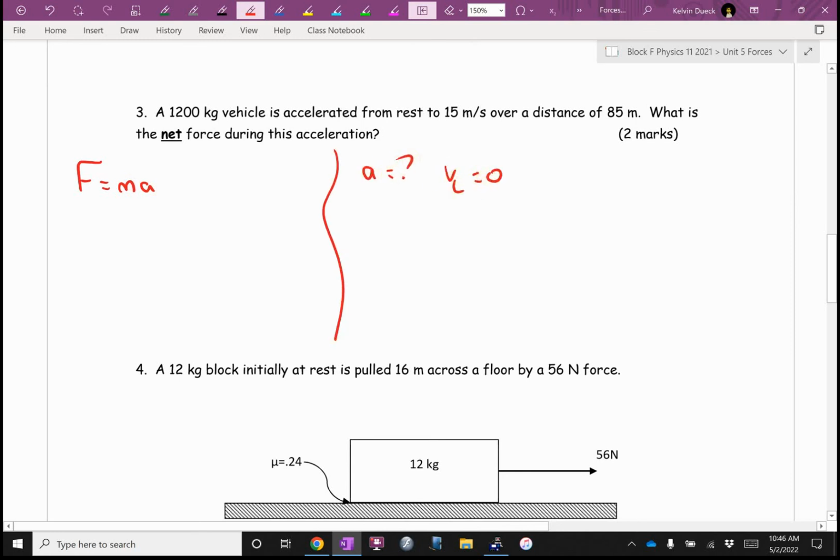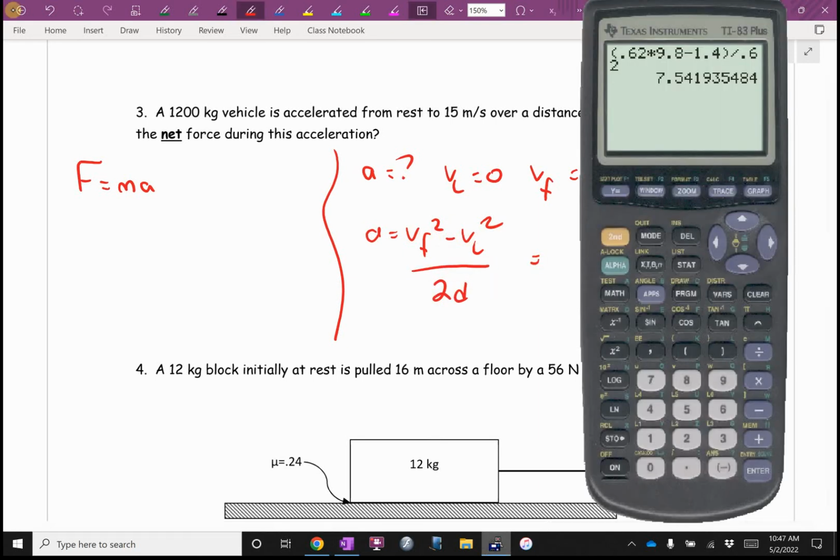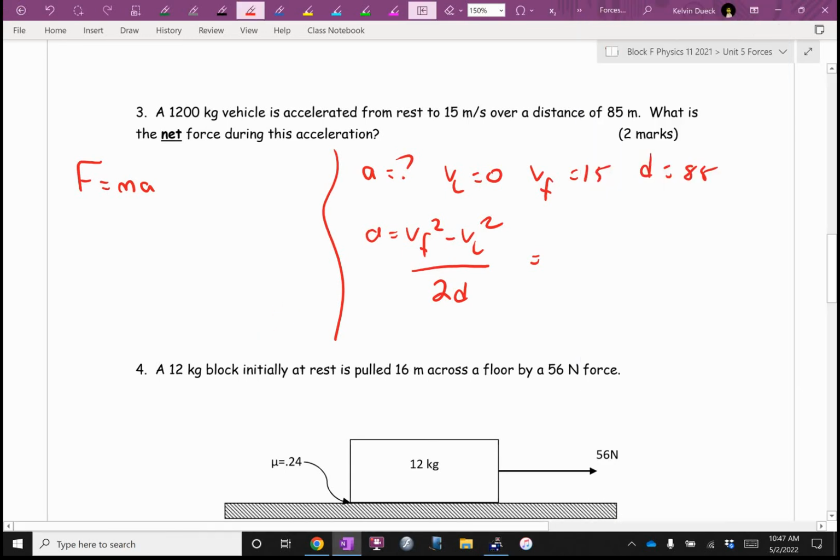It looks like VI is 0, VF is 15, D is 85. I've seen this question style before. A is going to be VF squared minus VI squared all over 2D. It's going to be 15 squared. I guess I don't need to type the minus 0 squared. Divided by 2 times 85. I get 1.323. I'm going to write 1.32, but I'm going to store this on my calculator.